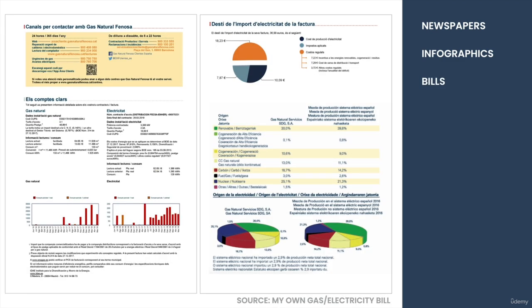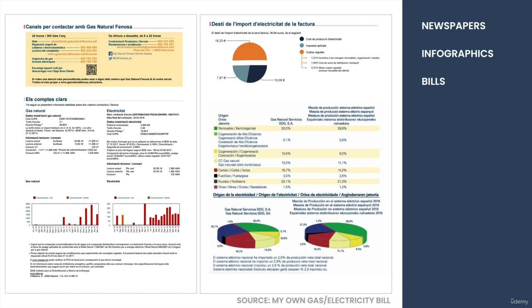You can also see data visualization in bills. Actually, this is my own gas and electricity bill. And as you can see here, in just these 2 pages, we can see that there's a bar chart, some sort of a pie chart, which is split in the middle, and then 2 3-dimensional pie charts.